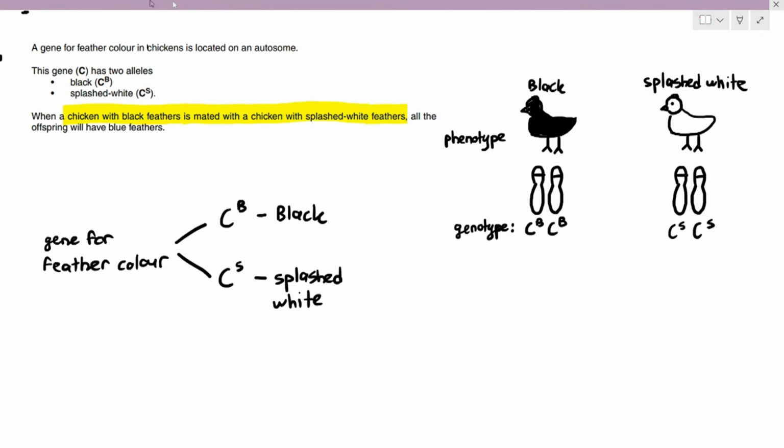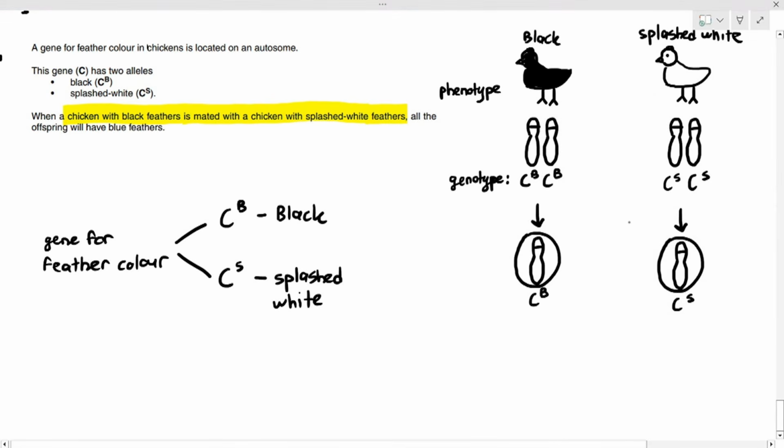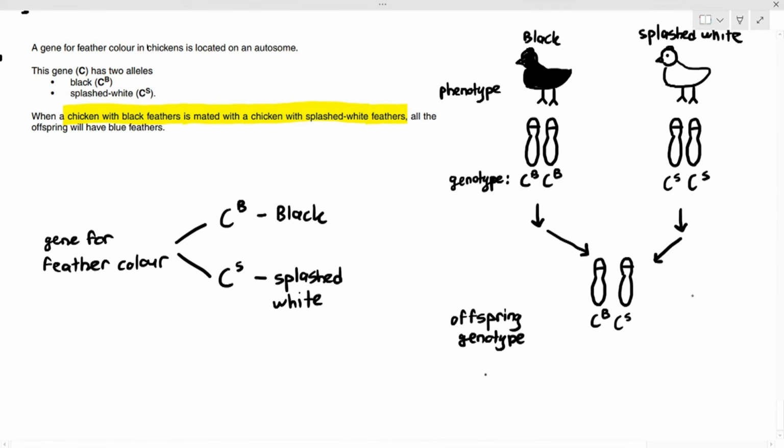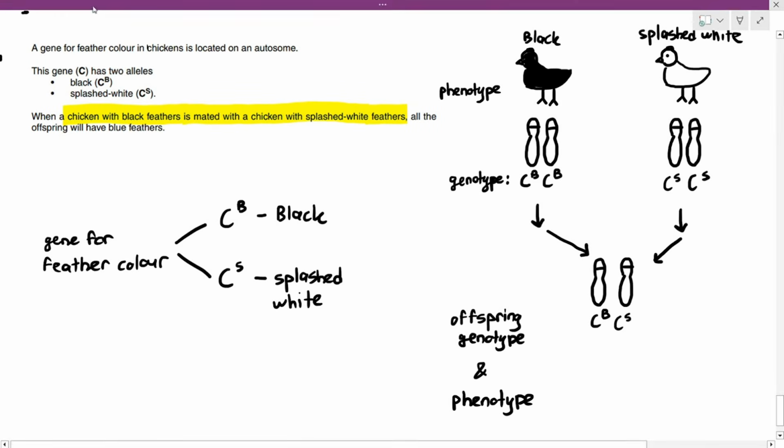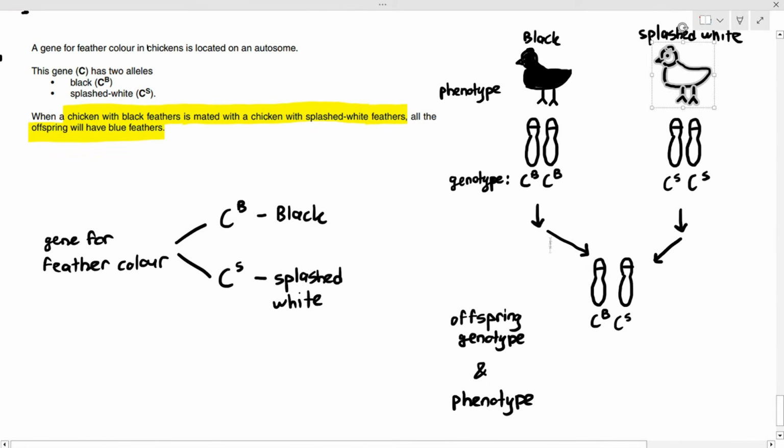The black chicken will pass down one chromosome, because it's half, so it passes down the chromosome with CB, and the splash white chicken will pass down a chromosome in its gamete with CS. Therefore, when they form, the offspring will have one chromosome which contains the CB allele, one chromosome that contains the CS allele. Okay? And so, in this case, the offspring has two different alleles, doesn't it? And they have also implied the phenotype here. All the offsprings will have blue feathers.